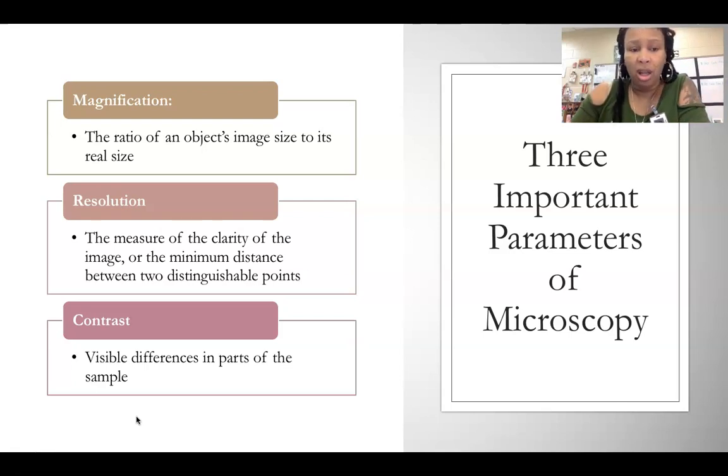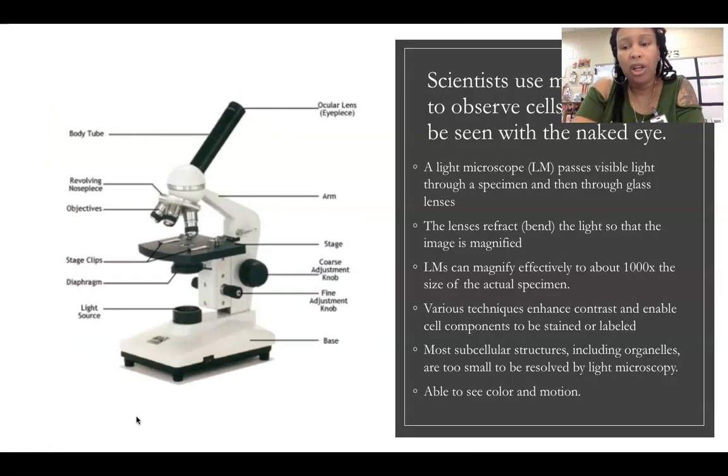So, three parameters of microscopy: magnification, the ratio of an object's image size to its actual size; resolution, which is the measure of clarity of an image; and contrast, which are the visible differences in parts of the sample. Now, in here, we're going to use a light microscope, and in most labs, you will use a light microscope or LM.